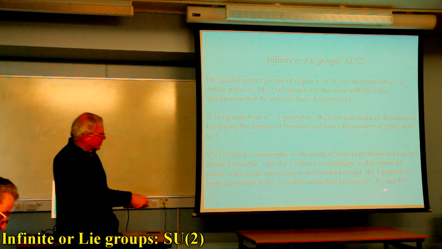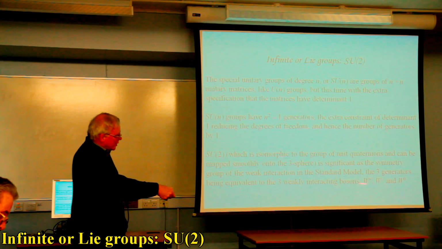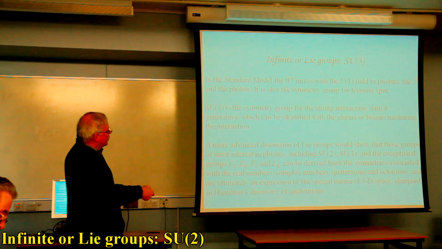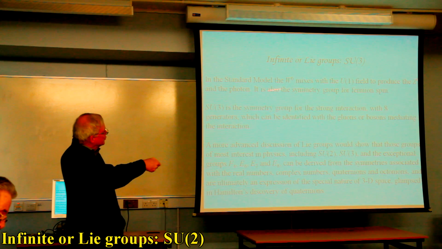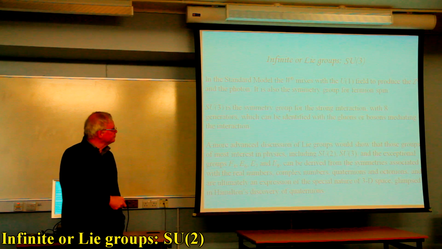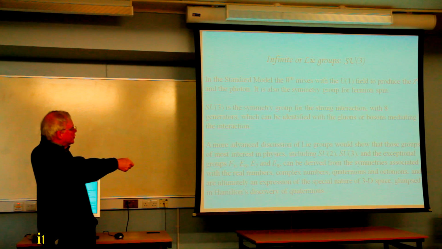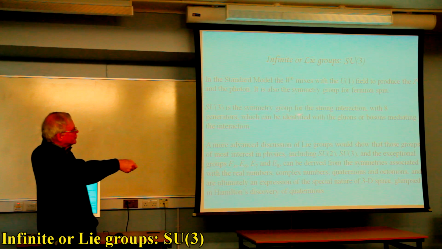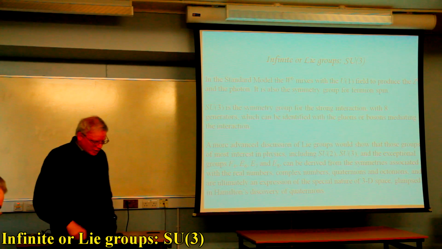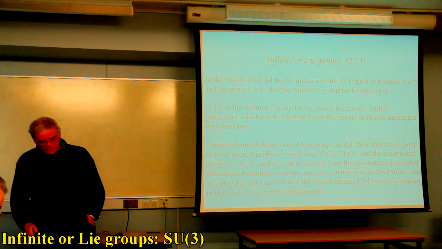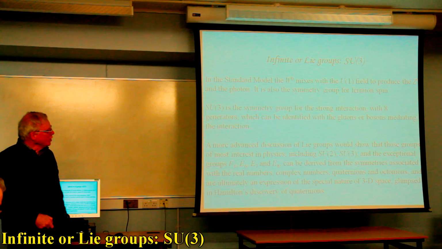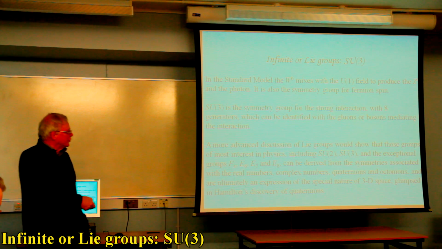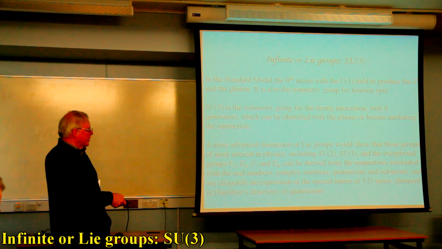And the first two are recognizable as the weak bosons, and the third one combines with the U1 field to produce the Z and the photon. I'll leave you to look that up in standard physics. SU3 is the symmetry group of the strong interaction, and again that has n squared minus 1 generators, which is 8, which are identified with the gluons involved in that interaction.